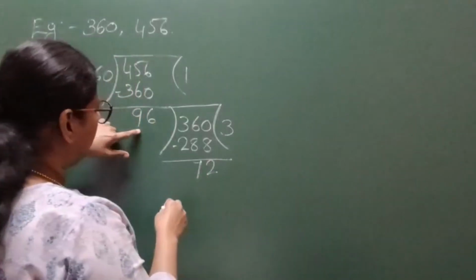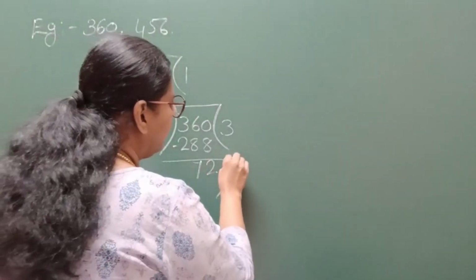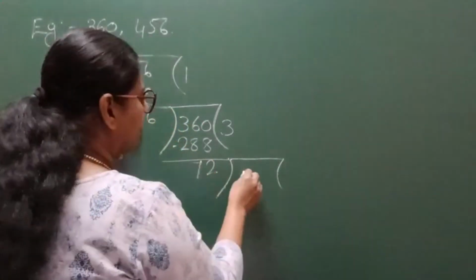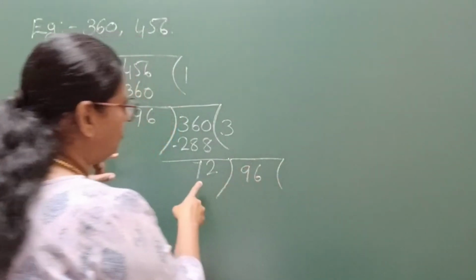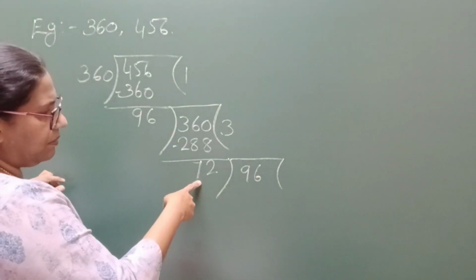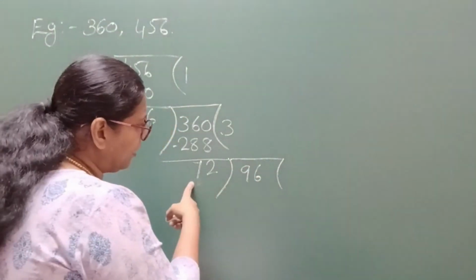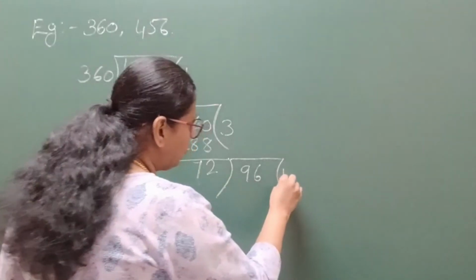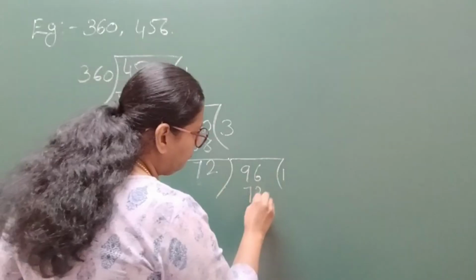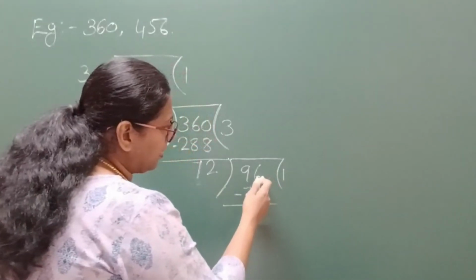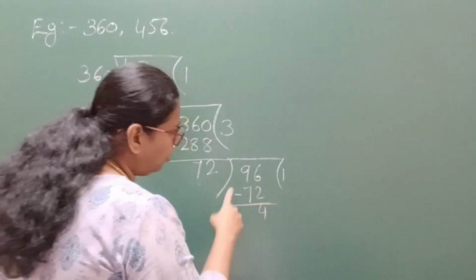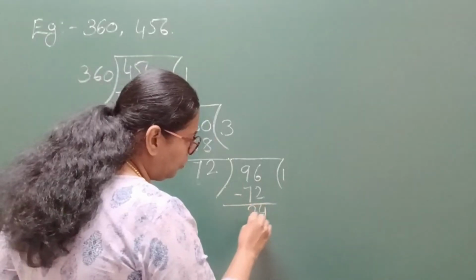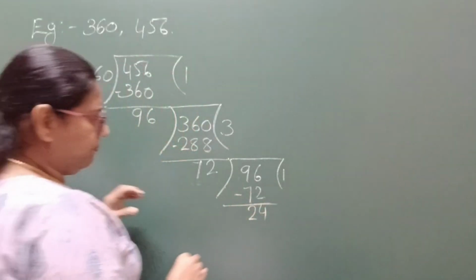Again divide the divisor, that is 96, by the remainder. Here 72 and 96, no much difference, only one time. So 72, then 6 minus 2 is equal to 4, 9 minus 7 is equal to 2, 24.